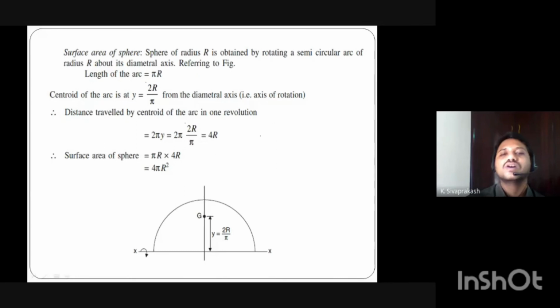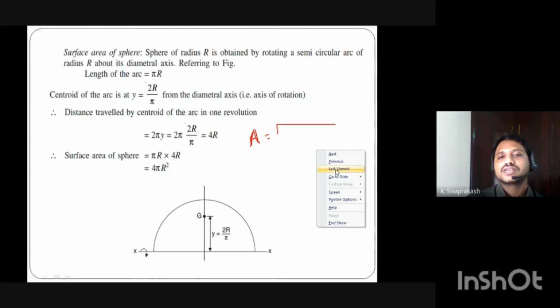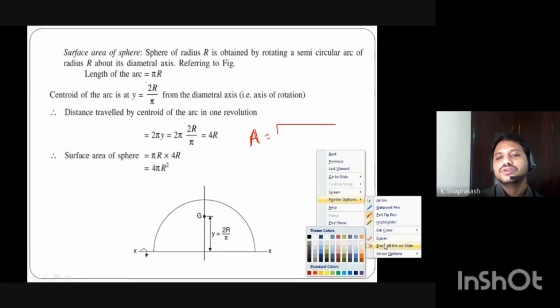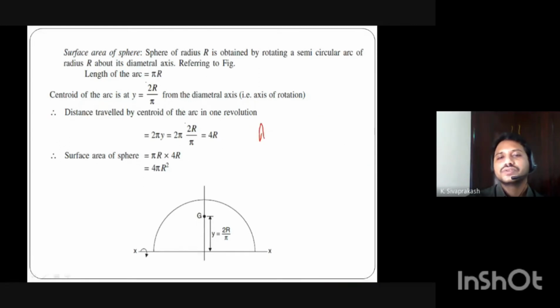Now the surface area of the sphere, capital A, is equal to, according to theorem 1, the surface area generated by revolving a plane curve about a non-intersecting axis is equal to the product of the length of the curve and the distance traveled by its centroid.